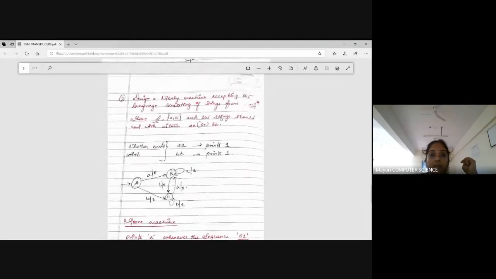It's coming to the next one. Here it's a Mealy machine. Mealy machine in the sense that your inputs and outputs are associated over the transition. What you have to do in this question? You need to print 1 whether the string ends with AA or BB. Ends with means it may also start with AA and then BB.